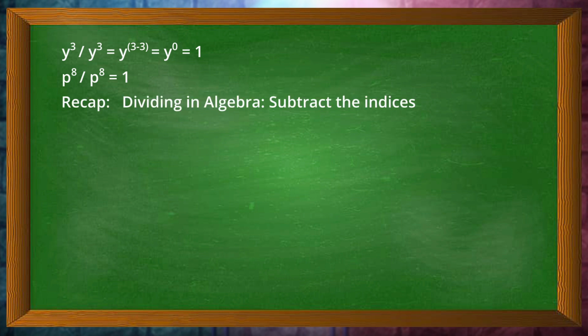p to the power of 8 divided by p to the power of 8 is equal to 1. Recap. Dividing in algebra, subtract the indices. x to the power of 8 divided by x to the power of 6 is equal to x to the power of 2. x to the power of 7 divided by x to the power of 7 is equal to 1.